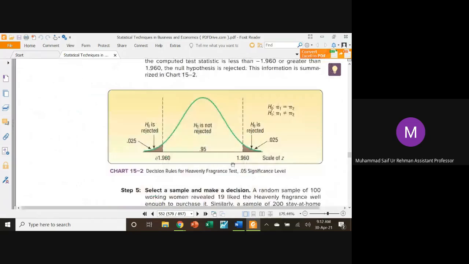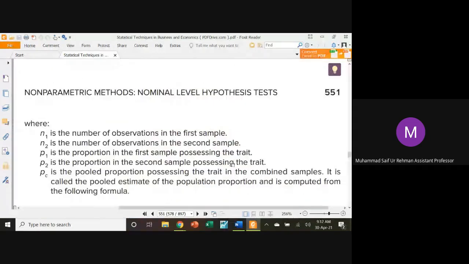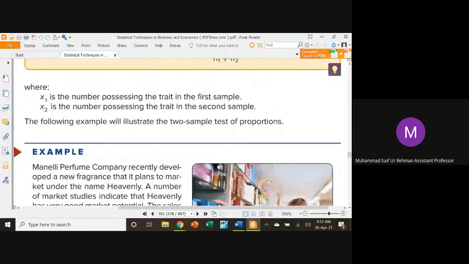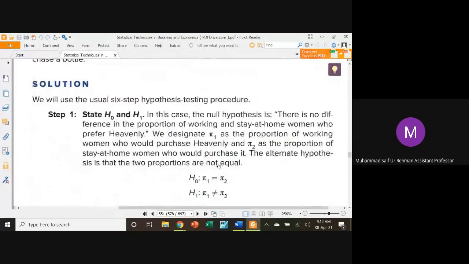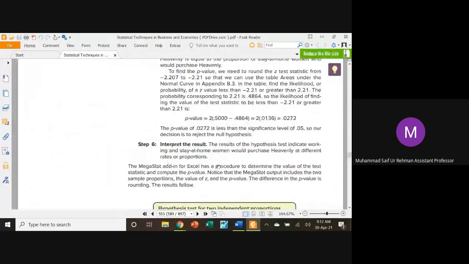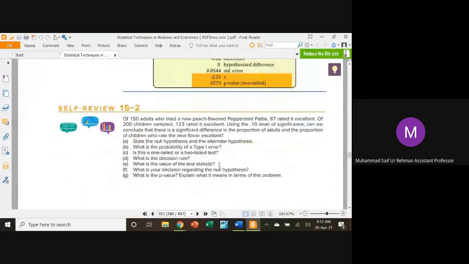Then you may consider this example. Better would be if you solve it on your own. In fact, it is solved completely over here in your book. We may consider this self-review. Let us try solving this.